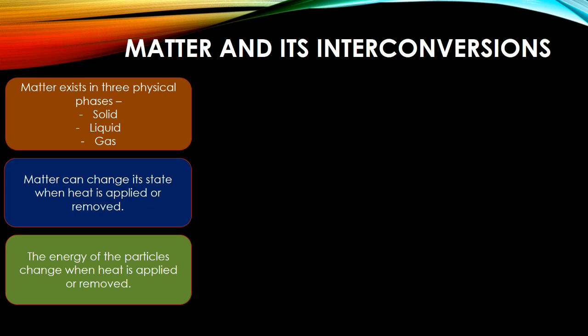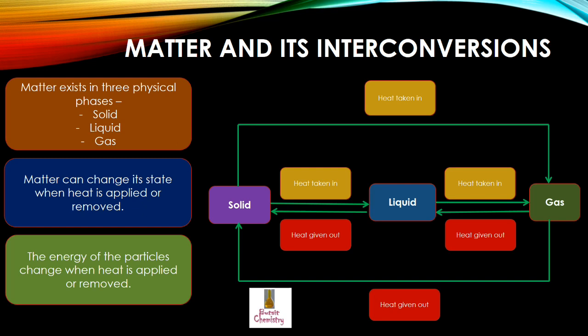A quick summary on the interconversions shown in this diagram. When heat is taken in, a solid can change to a liquid or to a gas. A liquid can change to a gas as it takes in heat. The particles gain more kinetic energy and move further apart from each other. However, when you cool these substances, a gas can turn to a liquid and then to a solid. Or in the case of substances that can sublime, the gas can change directly to a solid state.